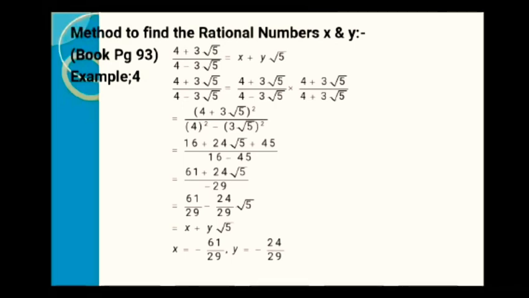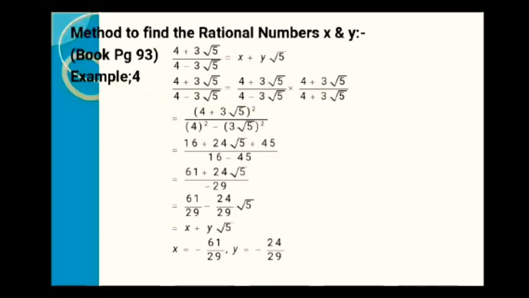Now, the method to find the rational numbers. What are the rational numbers? X and y. Student, you will observe here 4 plus 3 under root 5 divided by 4 minus 3 under root 5 is equal to x plus y under root 5. You have to find out the value of x and y.